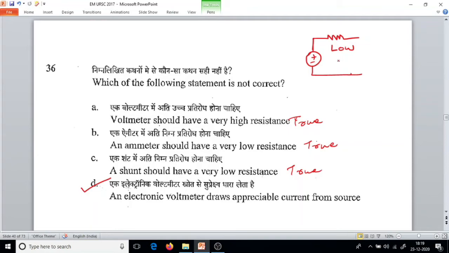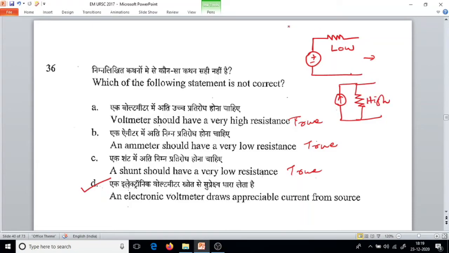Low value, okay, low value. But for the voltmeter, you will have just the opposite, that is high value. Similarly, if we take a current source, we will have a parallel resistance. This should have a very high value.